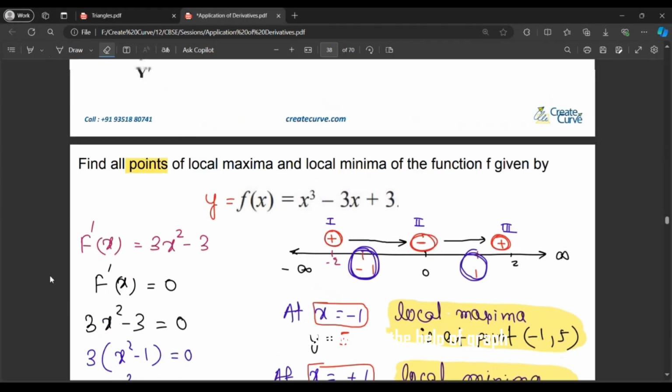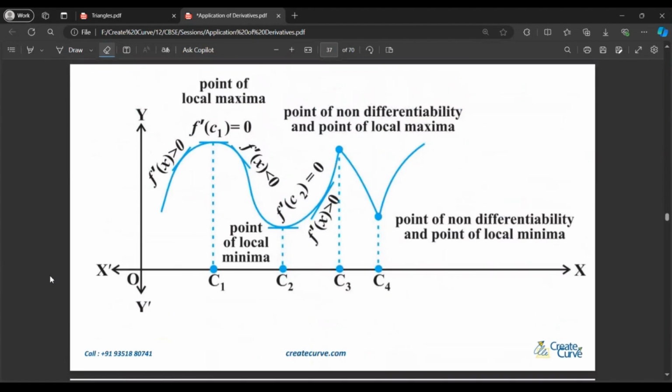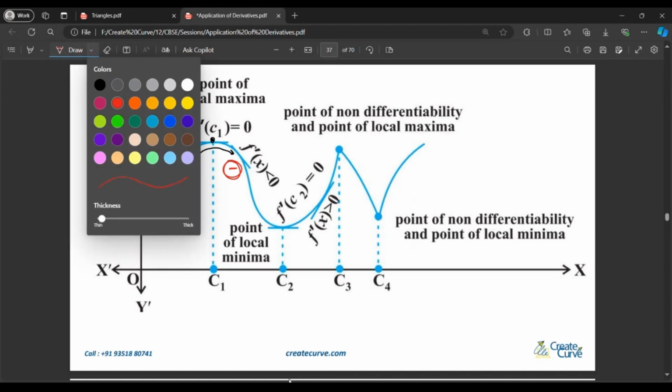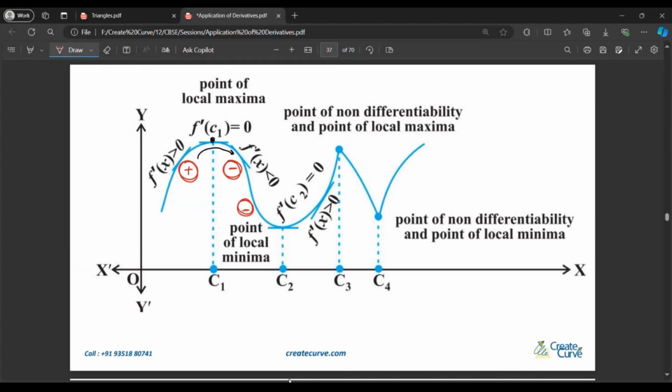Now with the help of the graph, let's try to understand. Basically this is f dash x greater than 0. F dash x is less than 0. So this is negative only. If we are moving from positive to negative, this is the maxima point. Now again, till here it is negative only. Till here it is positive. So if we are moving from negative to positive, the answer is minima.